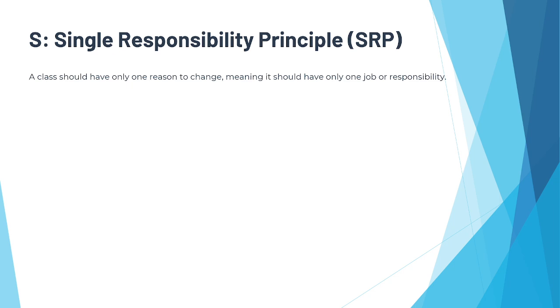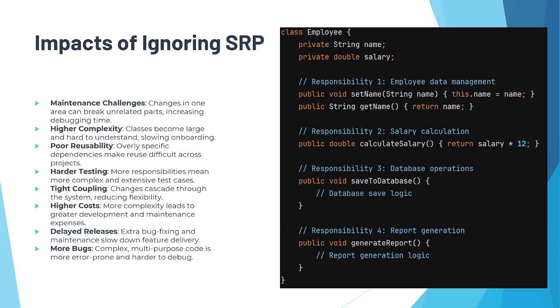Now let's go through the example. First I'll show you one bad example where the Single Responsibility Principle is violated, and then we'll discuss the disadvantages and go for the good example of SRP. Here in this example, if you see the Employee class, we have multiple methods like calculate salary, save to database, and generate report. So these are different responsibilities given to this Employee class.